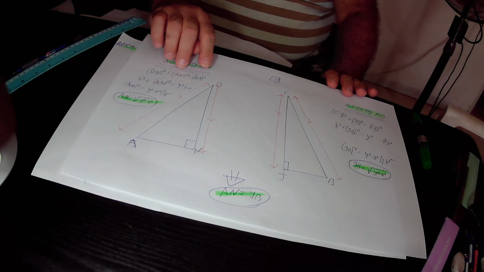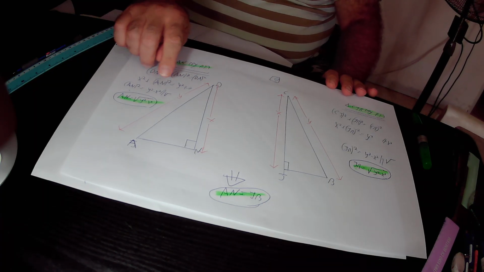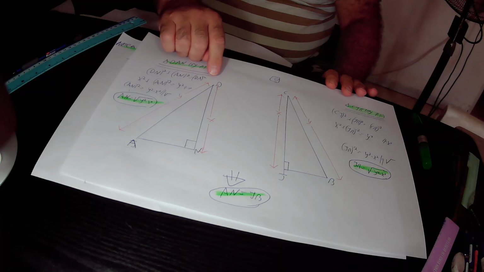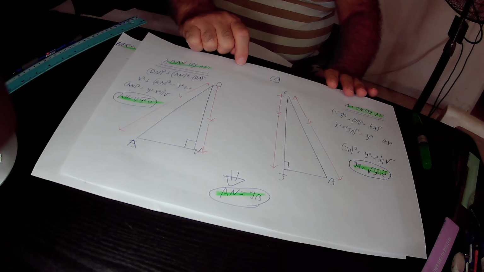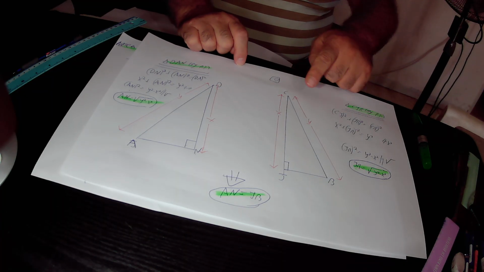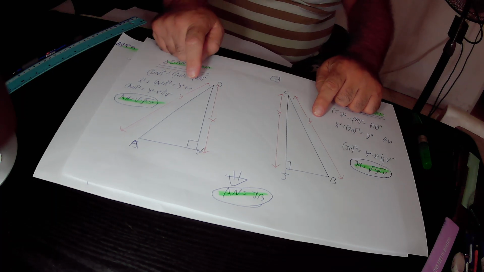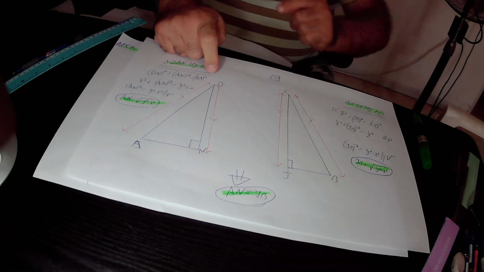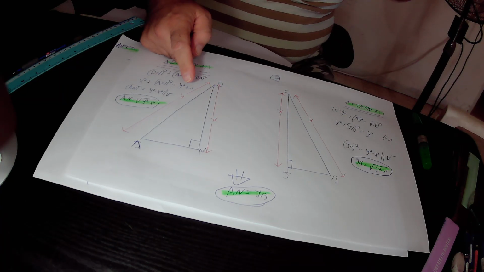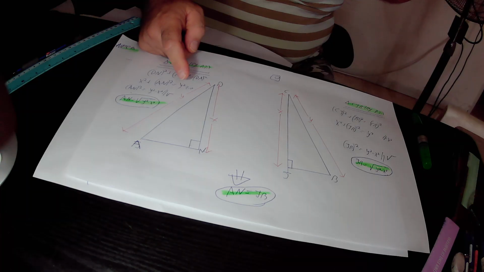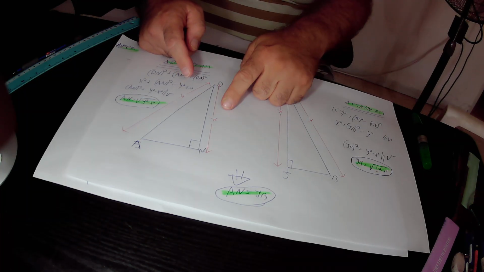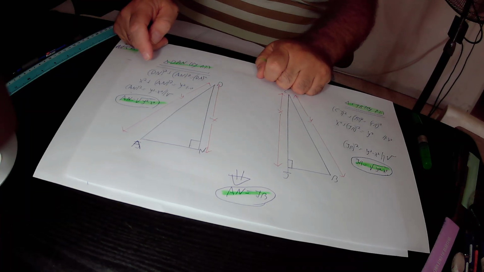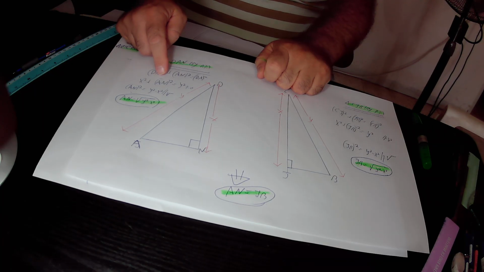We define the length of the hypotenuse DA as y, and the length of the one side DN as x. Here also the hypotenuse CB equals y because they are equal to each other, and side CJ also equals x because they are equal to each other. So in this right triangle DNA, according to the Pythagoras theorem, y squared equals x squared plus AN squared.